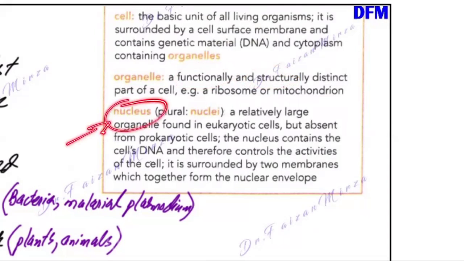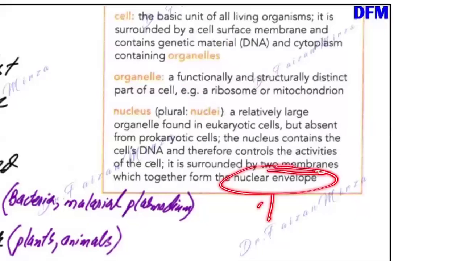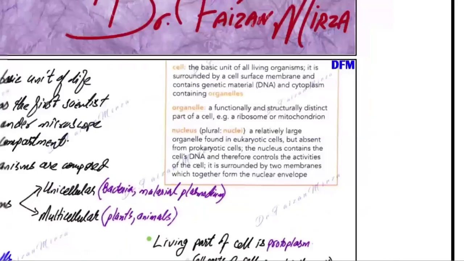What's the nucleus? Nucleus, or nuclei in the plural, is generally a relatively large organelle found in eukaryotic cells, but absent in prokaryotic cells, something that we already discussed. The nucleus contains DNA and also controls the activities of the cell. The nucleus is surrounded by two membranes, and that's why we say this is a nuclear envelope. So the nucleus is surrounded by a double membrane.